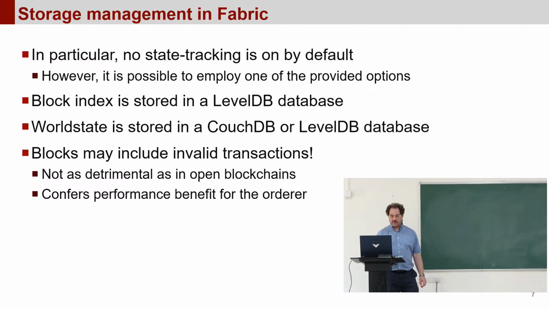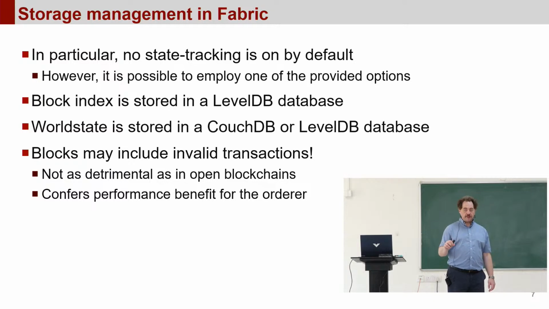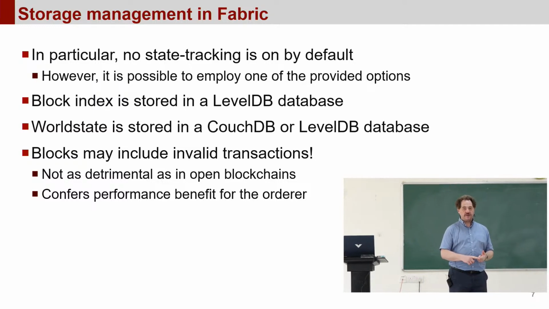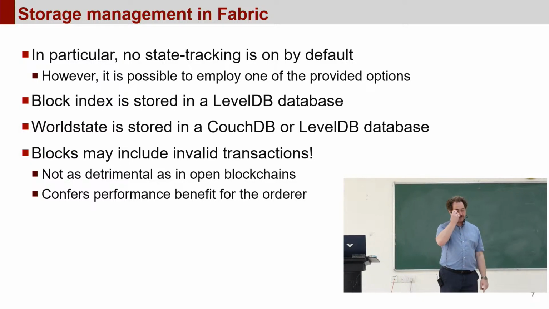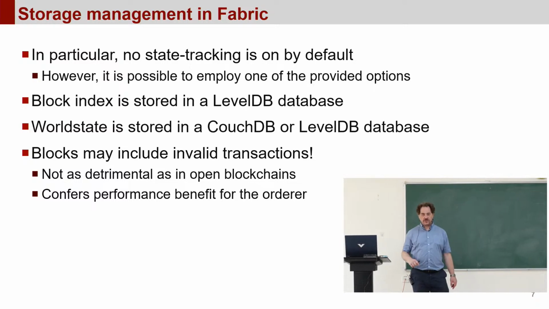Now, a very interesting element of Fabric, which you don't get to see in other systems, is that blocks may actually include invalid transactions and yet be approved and become part of the ledger. So the ledger in Fabric may include invalid transactions. Why is that? Why is it a good idea to include invalid transactions, and why is it okay to include invalid transactions? That's two separate questions.